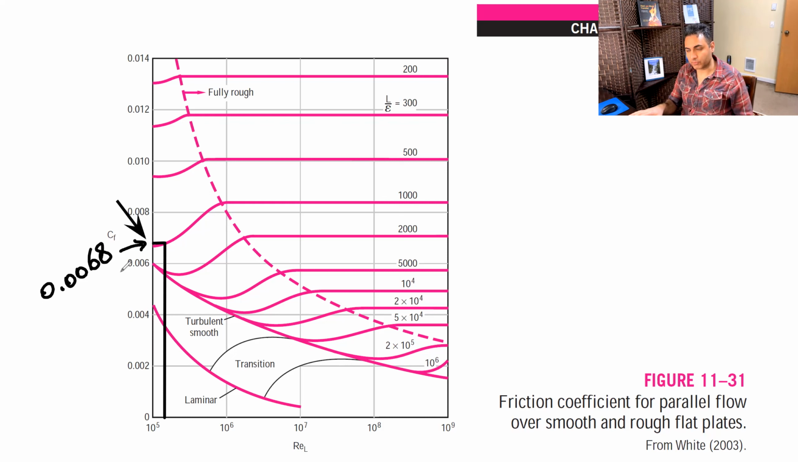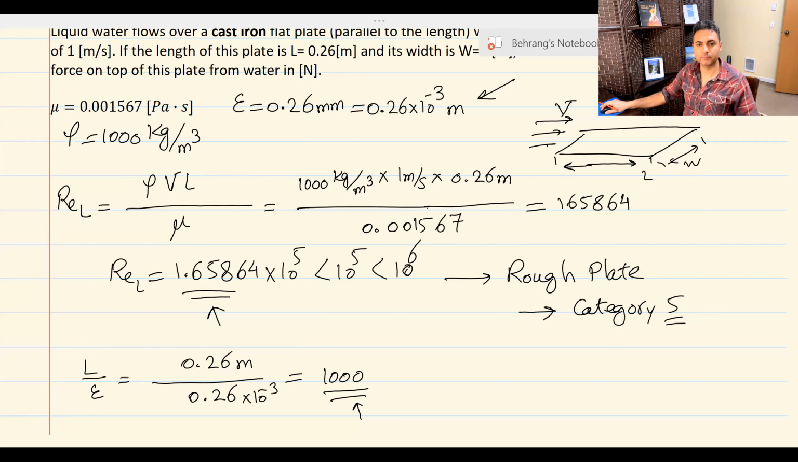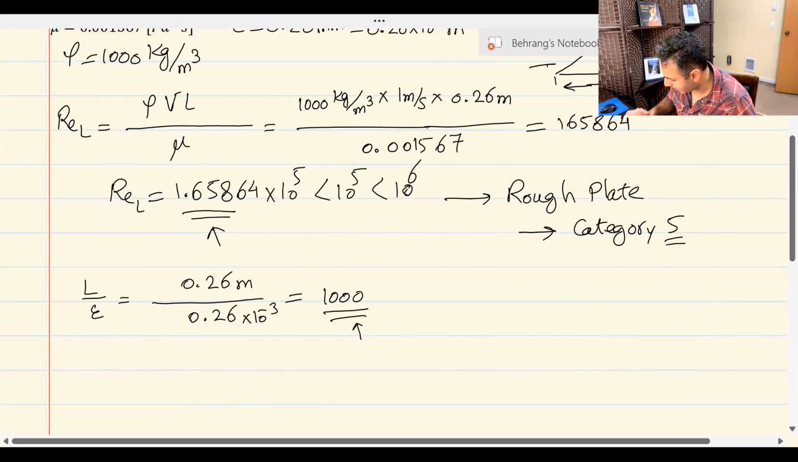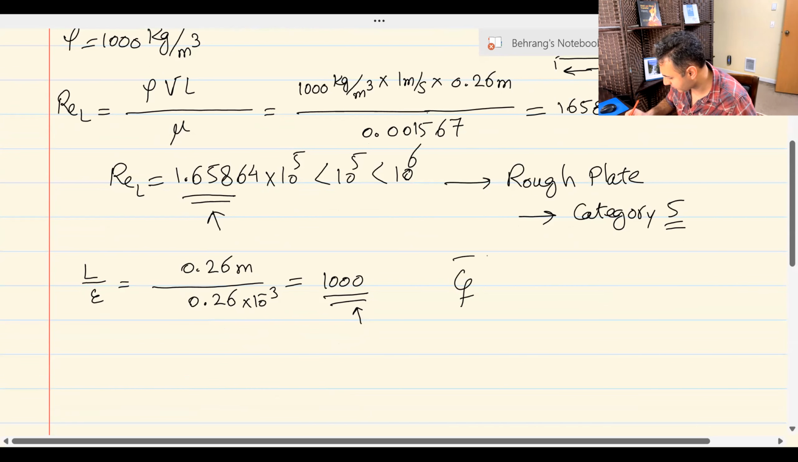And after I solve this problem, I'm going to actually use that equation, which is incorrect in this case, and see what the difference would be. So let's go back to our notes and see what the drag force will be. Okay, so the value from the graph that I picked, CF average from the graph, category 5, remember, was 0.0068. That's the value I picked.